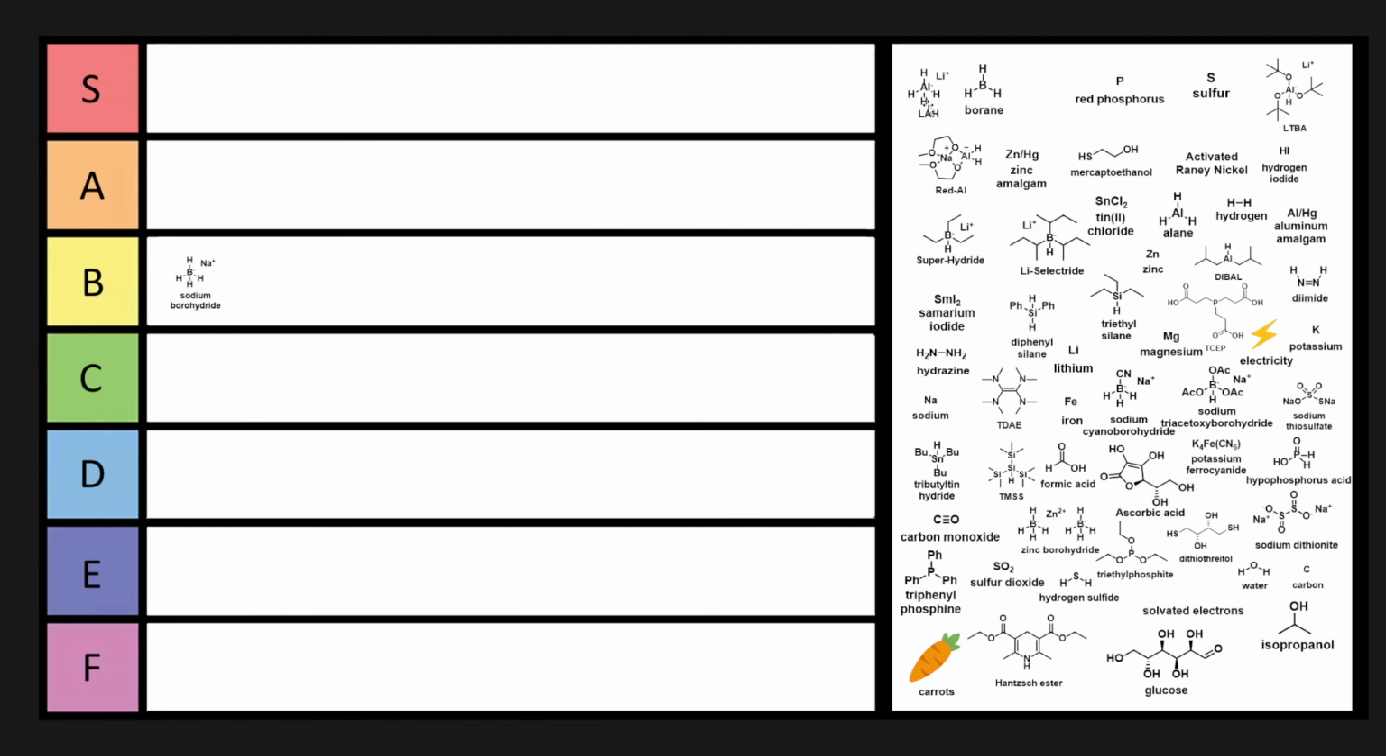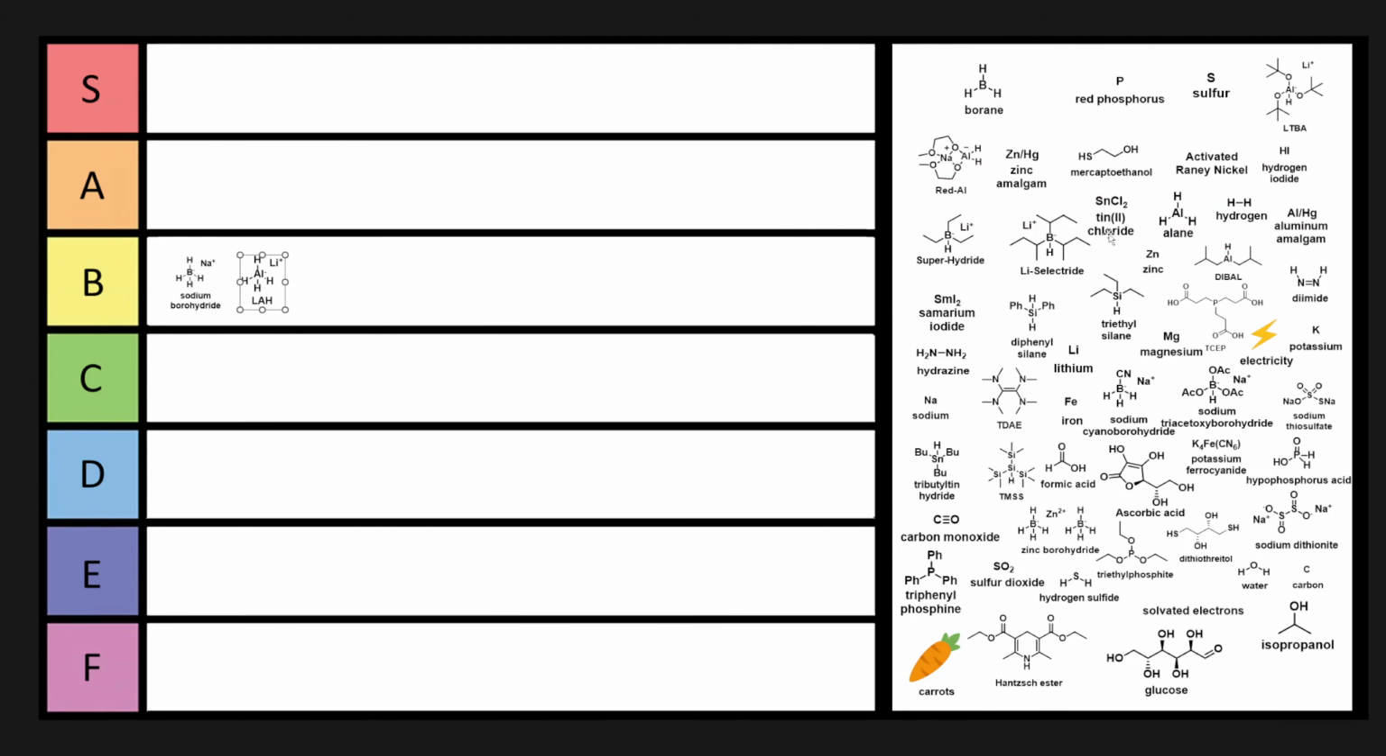Now, a lot of the time, these reductions will work regardless of whether LAH is the active reducing agent, just because there's other possible reducing species. But it's a little bit more annoying for practical purposes to deal with a big chunky mess. So LAH is pretty good. I'm going to put it in B tier.